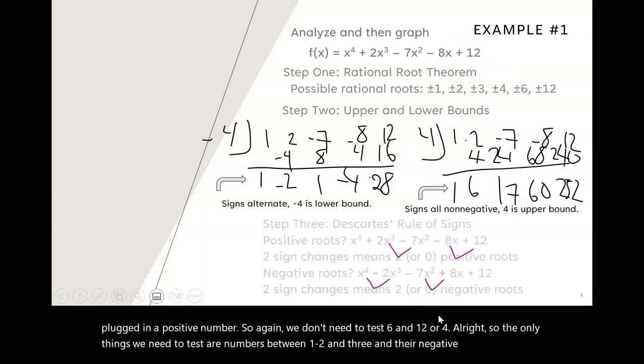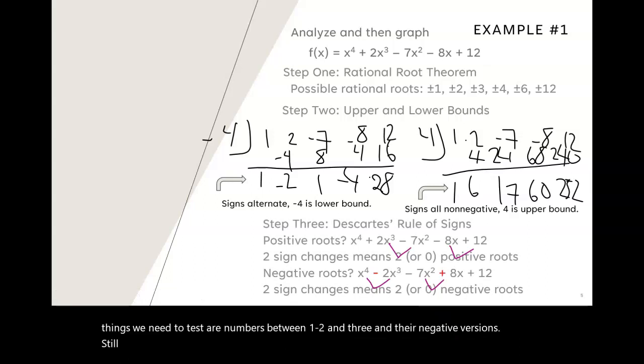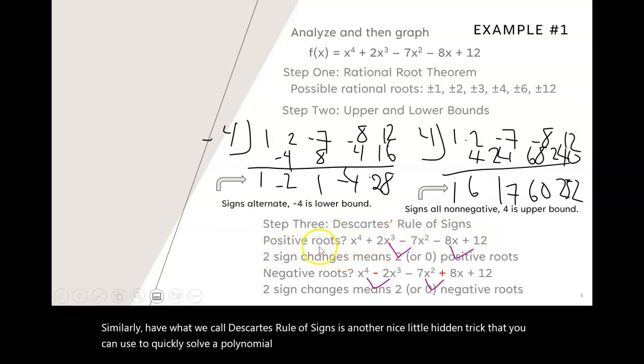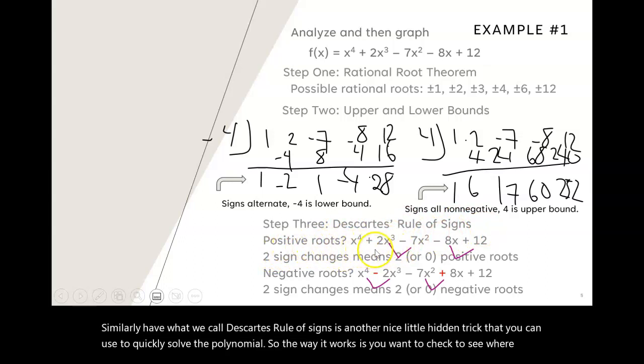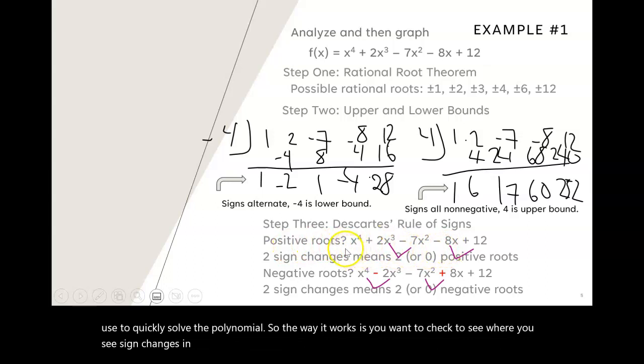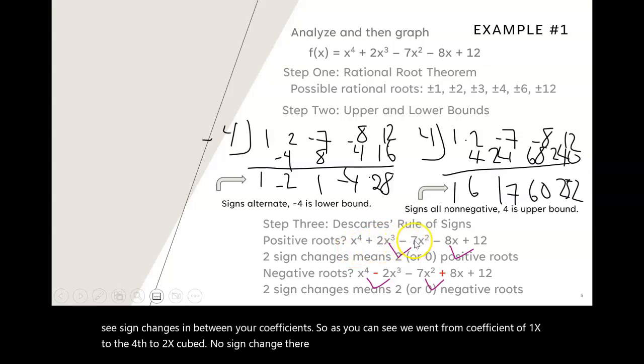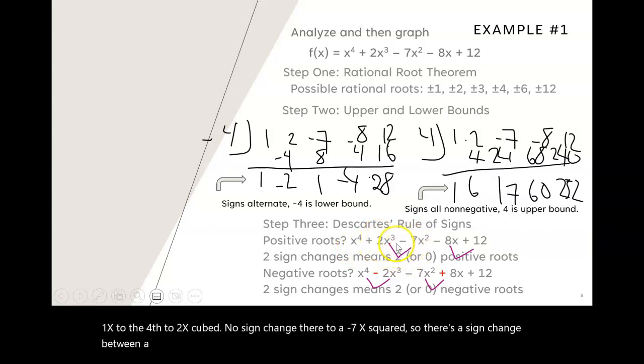Finally, we have what we call Descartes' rule of signs. This is another nice little hidden trick that you can use to quickly solve a polynomial. The way it works is you check to see where you see sign changes between your coefficients. As you can see, we went from a coefficient of 1, x to the fourth, to 2x cubed, no sign change there, to a negative 7x squared. So there's a sign change between a positive 2 and a negative 7.